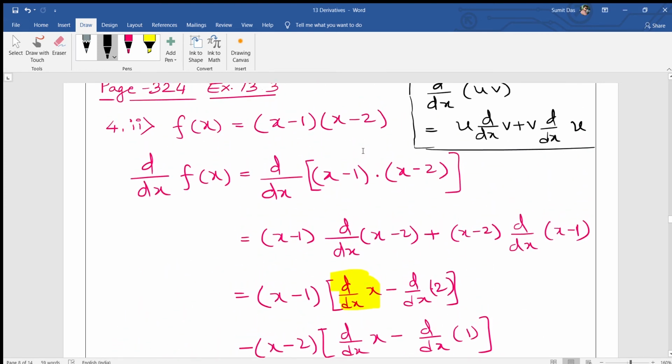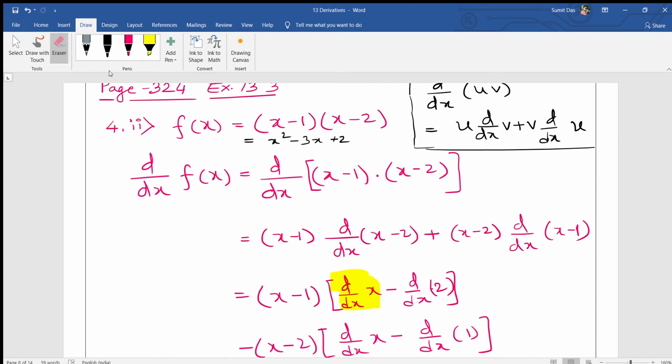This question you can do like this also. If you can simplify the x square, you can open the bracket, you can simplify x square minus 3x plus 2. You can use the product formula, or you can simplify this one. So if you don't want to use the product formula, you can simplify first and then use the polynomial formula.